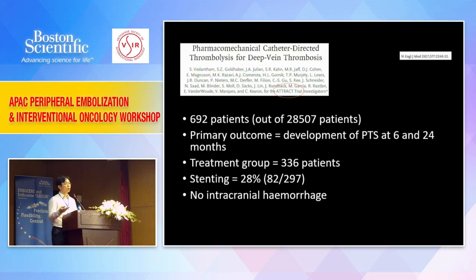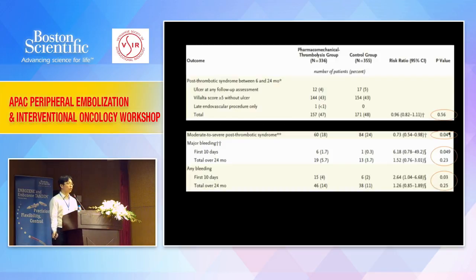One of the criticisms of the trial was that when they found that they were a little bit behind time in terms of patient recruitment, they started recruiting patients who were not suitable for PMT to begin with, which was basically disease below the level of the groin. And a very small number of them actually underwent stenting, which is only about 30%, okay? But fortunately, there was no intracranial hemorrhage for these patients.